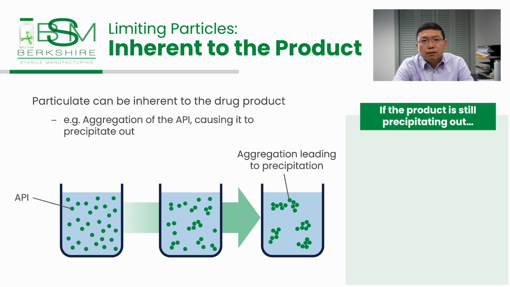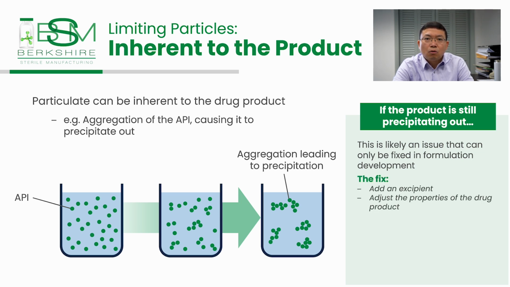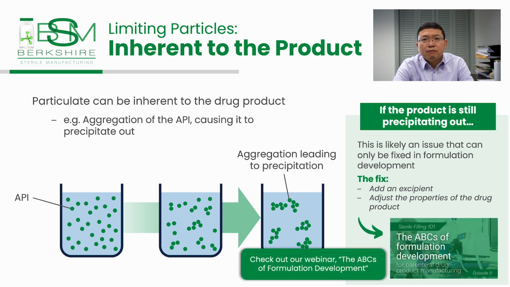If the product is still precipitating out, then this will likely be an issue that can only be fixed in formulation development. An excipient may be added, or the properties of the drug product may be adjusted to help reduce aggregation of API and keep particle counts down. We discussed this a bit in our previous webinar we recorded, the ABCs of formulation development.